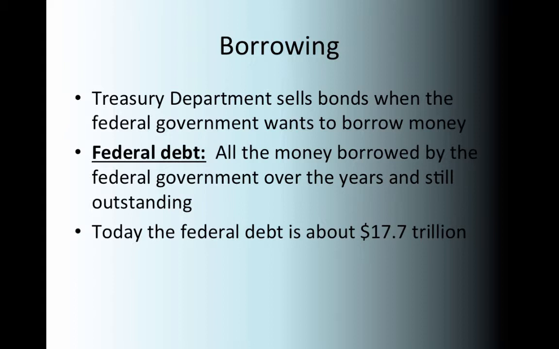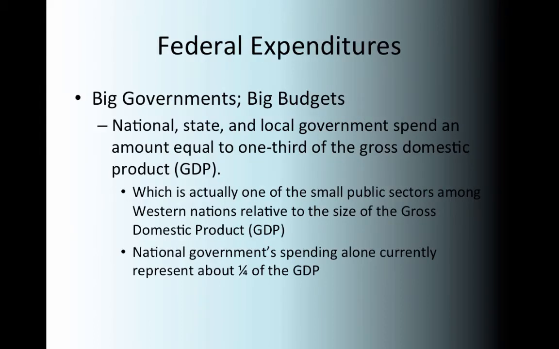And so obviously when you're borrowing money and there's an interest rate attached, that's only going to increase your debt. So the federal debt is all the money that has been borrowed by our federal government over the years and is still outstanding, meaning what we still owe anyone, any country in history. And today the federal debt is about $17.7 trillion. So obviously equivalent to my salary. Just kidding. So that is how our government gets money. How does our government spend money?